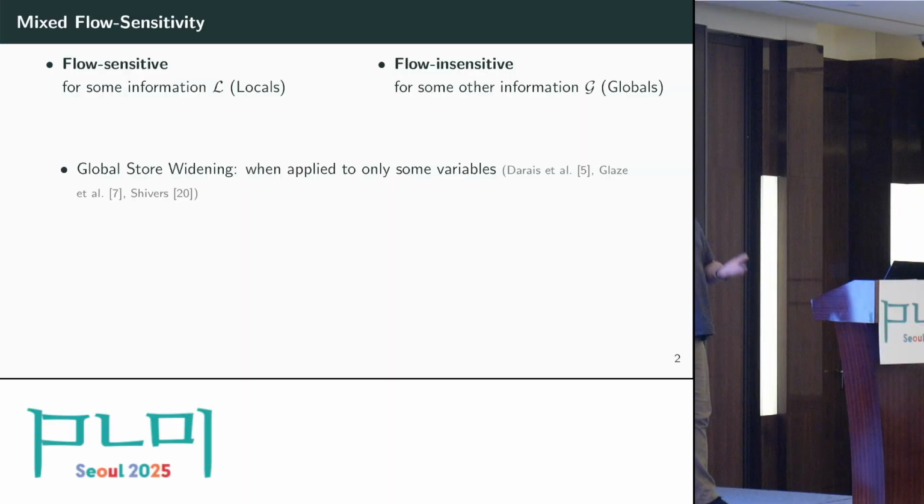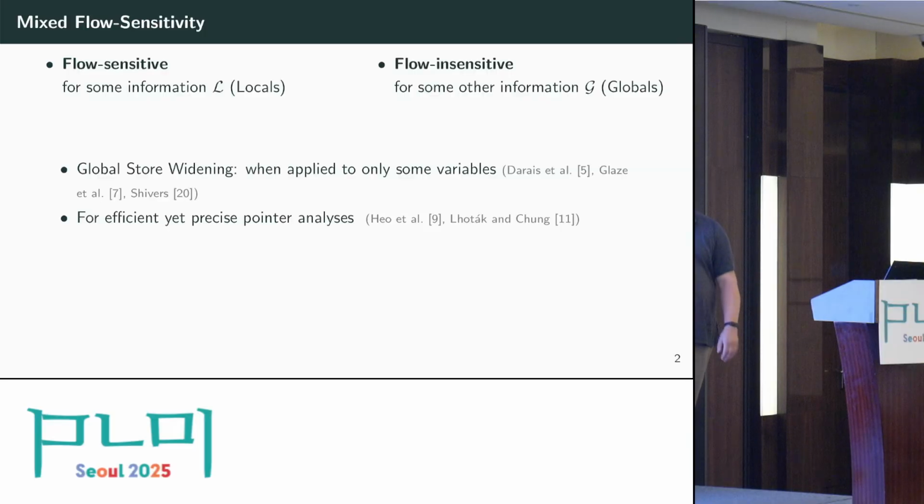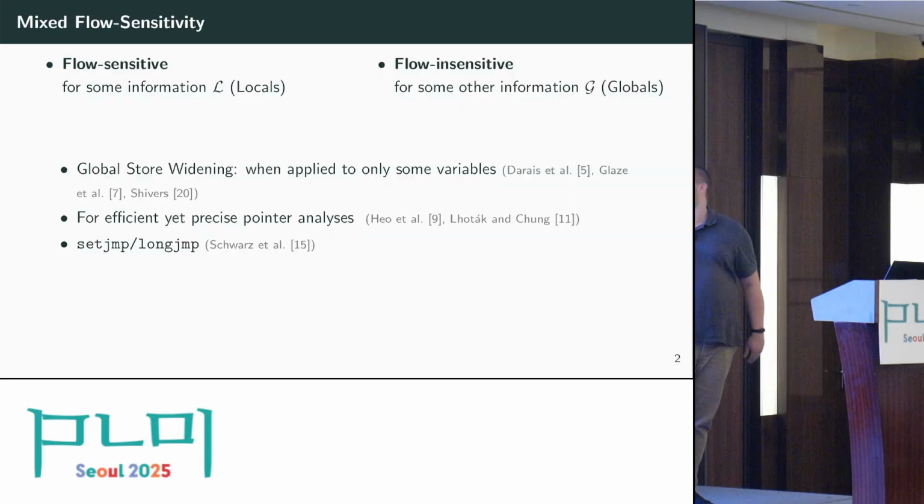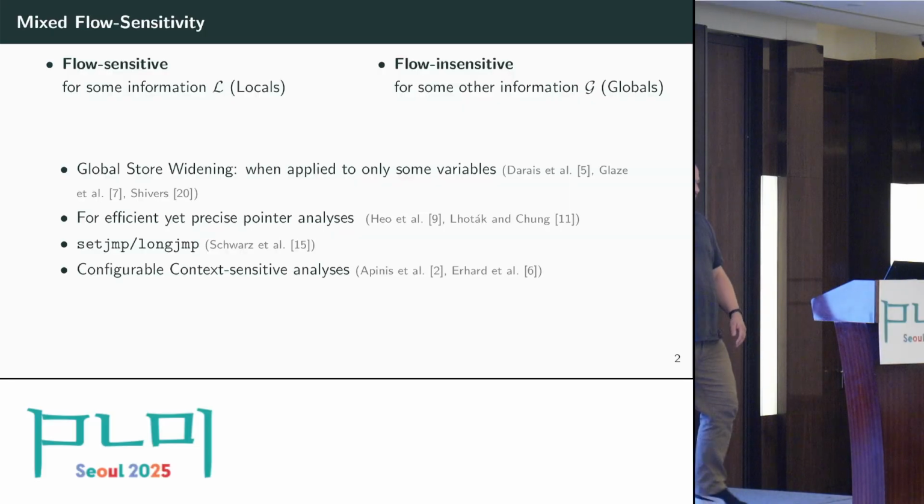Now there's many instances of this. One of the instances that people might be familiar with is, for example, when you do global store widening, but you don't do it to all variables, but just some of them. Another instance that people might know is that something like this can be helpful when you're doing an efficient yet precise pointer analysis. It also arises when you're analyzing unusual control flow. And it also arises when you want to have a way of expressing different types of context in your analysis, and you want to have a very flexible framework for it, then it can also be helpful.